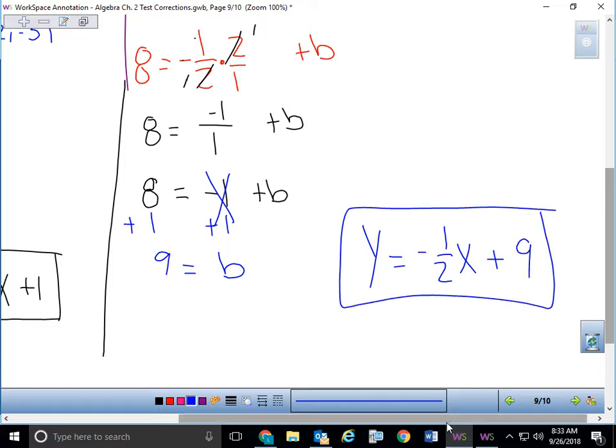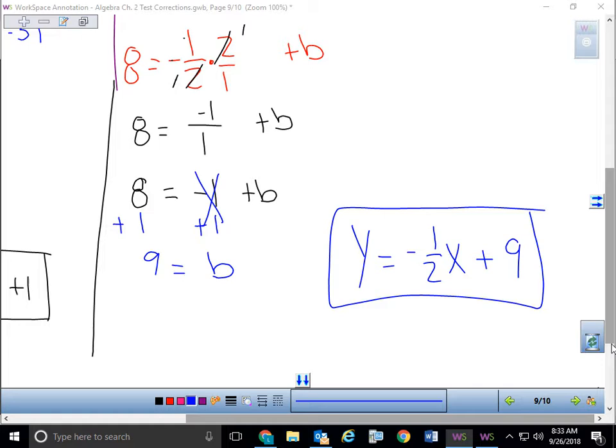These are probably the toughest problems. I see a lot of mistakes on your test. At this point, it's not remembering to plug in points and to rewrite your equation.